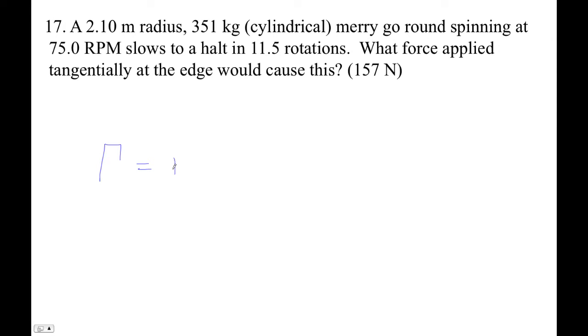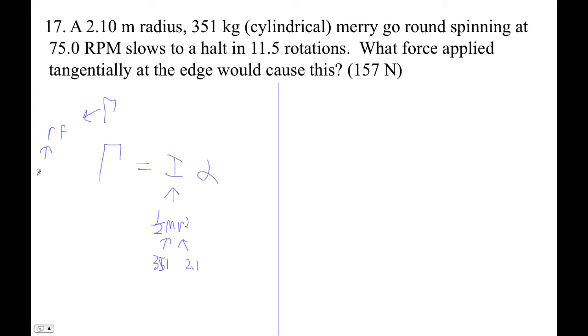Torque is I alpha. Let's see. We've got a cylinder, right? So this is definitely going to come from 1/2 mr squared, and m is going to be 351, and r is going to be 2.1. Ultimately we're going to find a torque, and that torque is going to be r times F. R is going to be 2.1, and F is what we want to find.